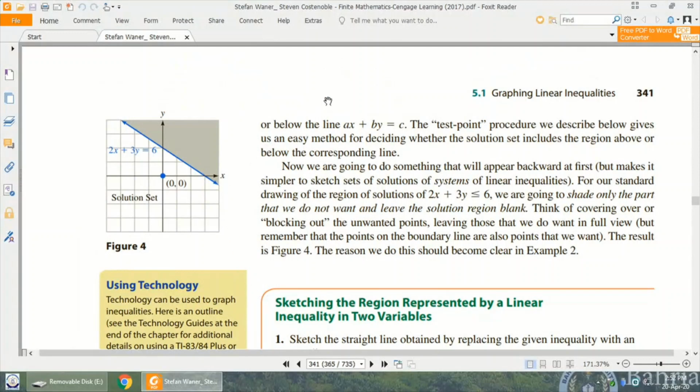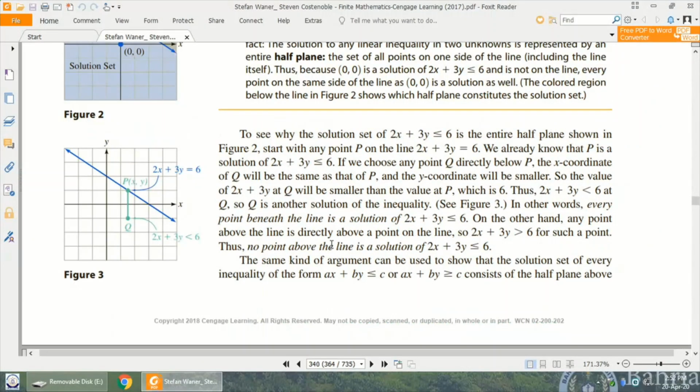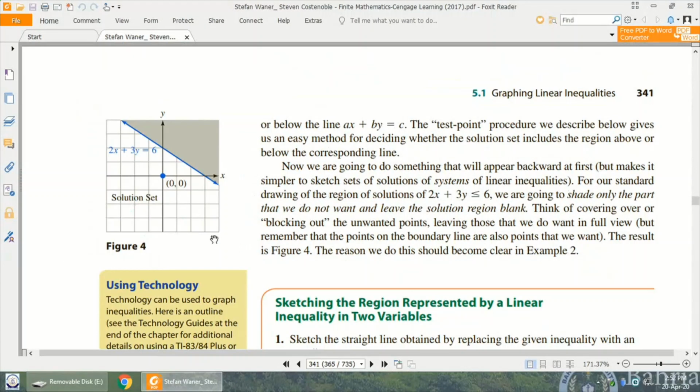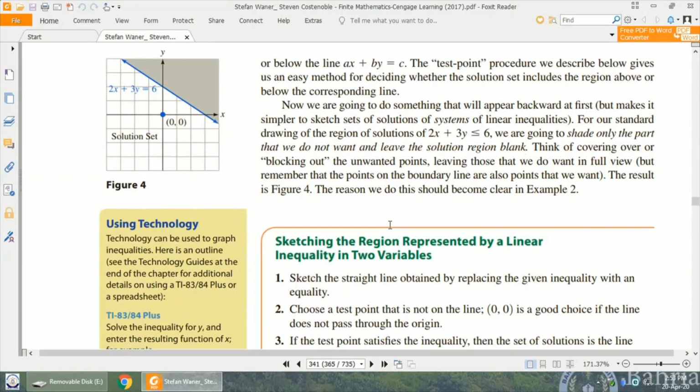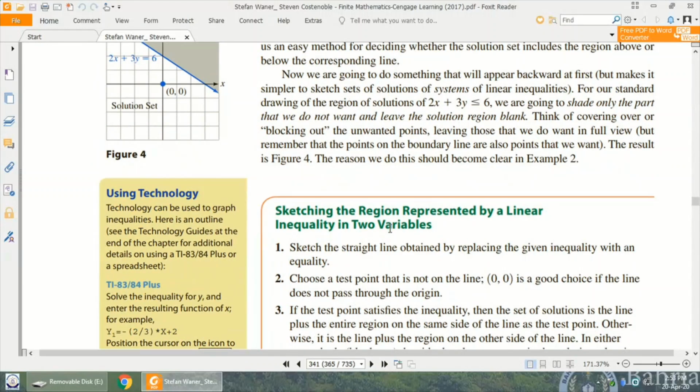Now, the test point is basically where we would be blocking out some part and putting some values inside this equation. And in this case, they are telling you that the test point procedure we described gives us an easy method that would be including some regions and excluding the other. This has already been explained. Now let's just move to another example.